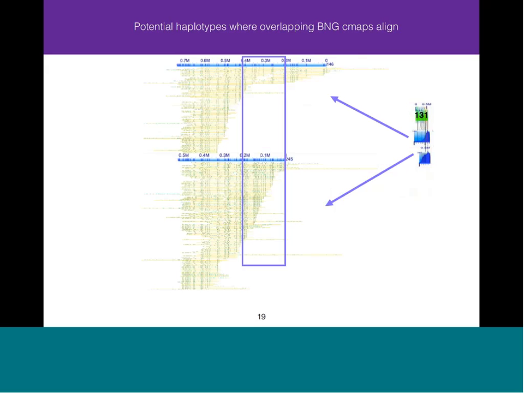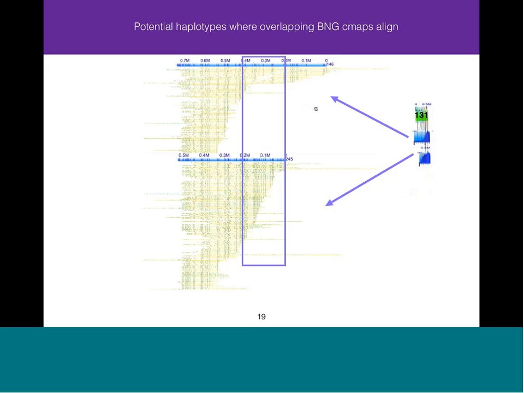So here's the first molecule and the second BNG map at the bottom here in blue. And the molecule pattern is similar in this region, actually almost identical in this region. But then if you look at the region within the box, it appears that we've assembled, or we have molecules that fit two distinct patterns. So we're thinking that potentially this lower coverage region with a distinct pattern is a haplotype.